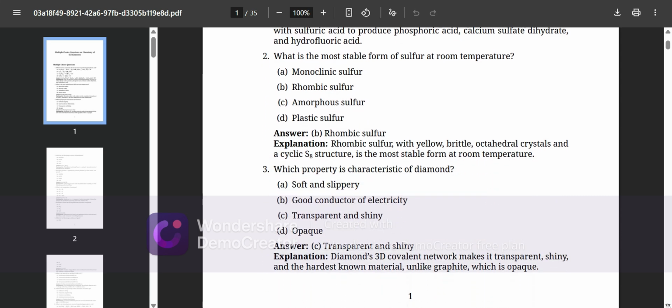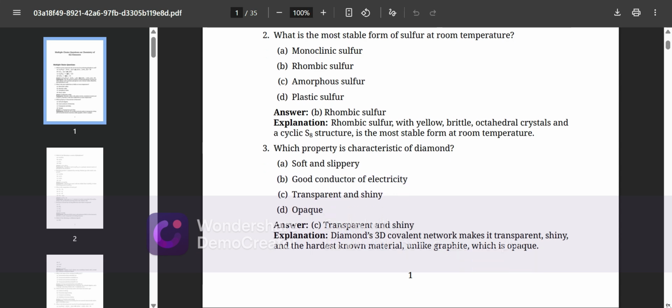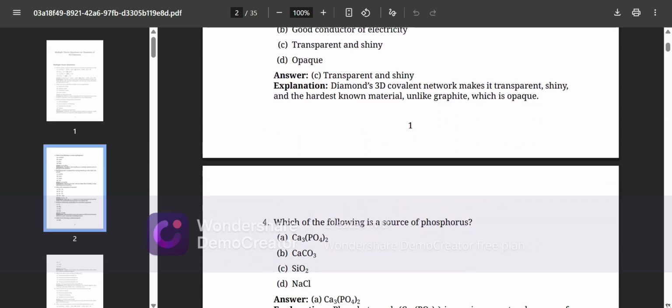What is the most stable form of sulfur at room temperature? Rhombic sulfur. Rhombic sulfur, with yellow brittle octahedral crystals and a cyclic S8 structure, is the most stable form at room temperature. Which property is characteristic of diamond? Transparent and shiny. The 3D covalent network makes it transparent, shiny, and the hardest known material.